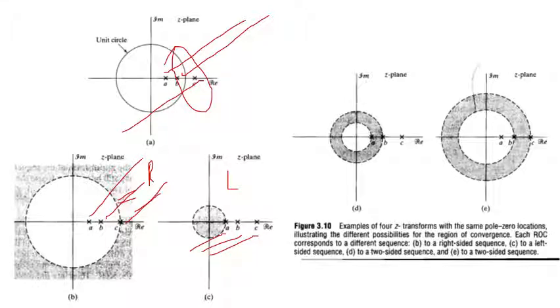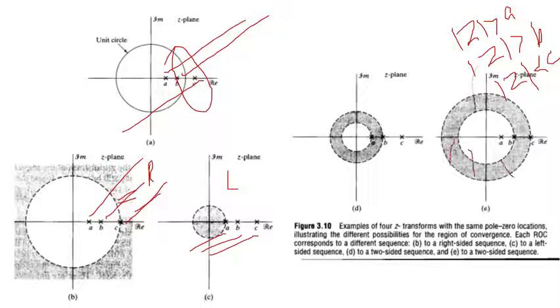So it means z mod is greater than B, but z mod is less than C. The overlapping appears between B and C. So this is two-sided, this is two-sided, this is left-sided, this is right-sided. Let's move on to the next slide.